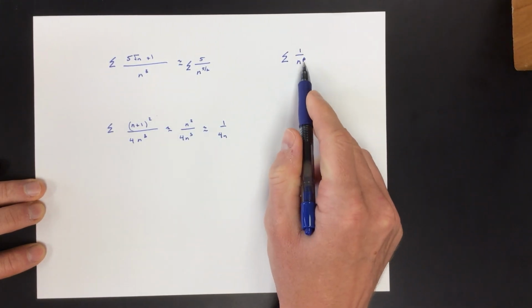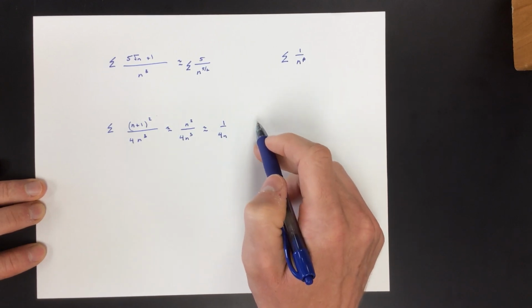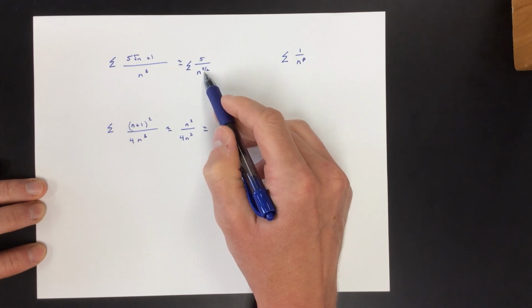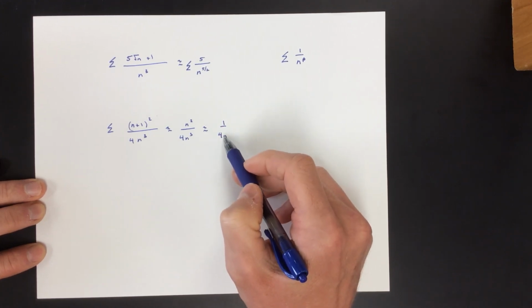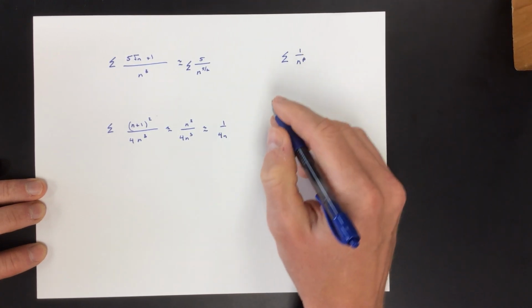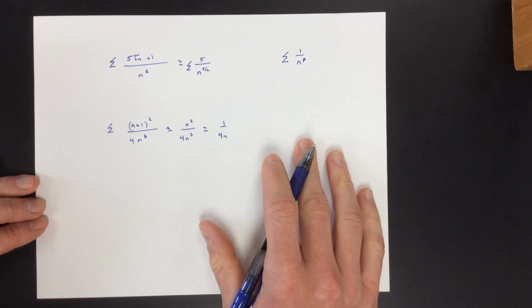If p is greater than 1, it converges. If it's 1 or less than 1, it diverges, right? This is a p-value, a power of 1. This is a power greater than 1. This converges, this diverges, and then we can go on using a p-series and integral test kind of combo to decide whether things converge or diverge. Okay?